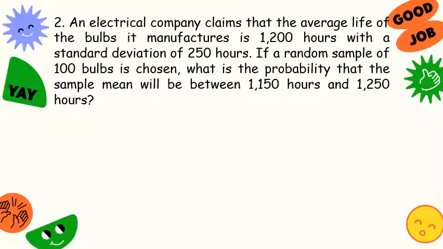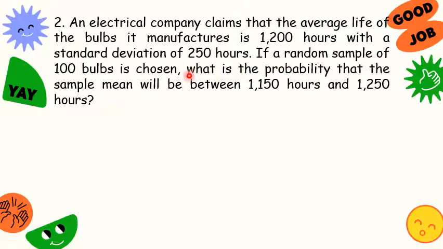Another example, number 2. An electrical company claims that the average life of the bulbs it manufactures is 1,200 hours with a standard deviation of 250 hours. So, again, standard deviation 250 hours. Pwede madagdagan yung average ng 250 hours. Pwede rin siyang mabawasan ng 250 hours.